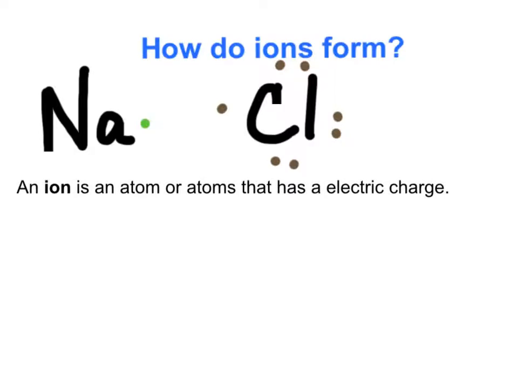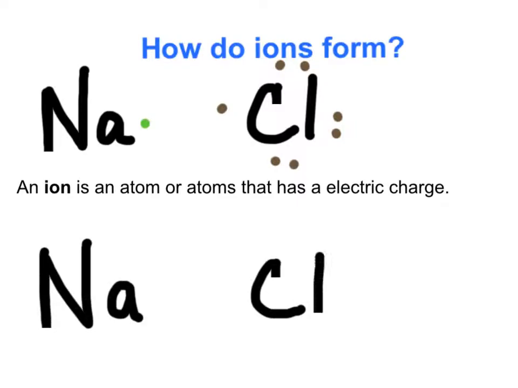An ion is an atom or atoms that has an electric charge. So, to become stable, our two atoms want to give away or gain electrons. Let's look at sodium and chlorine again. Sodium has the 1 electron. Chlorine has its 7.